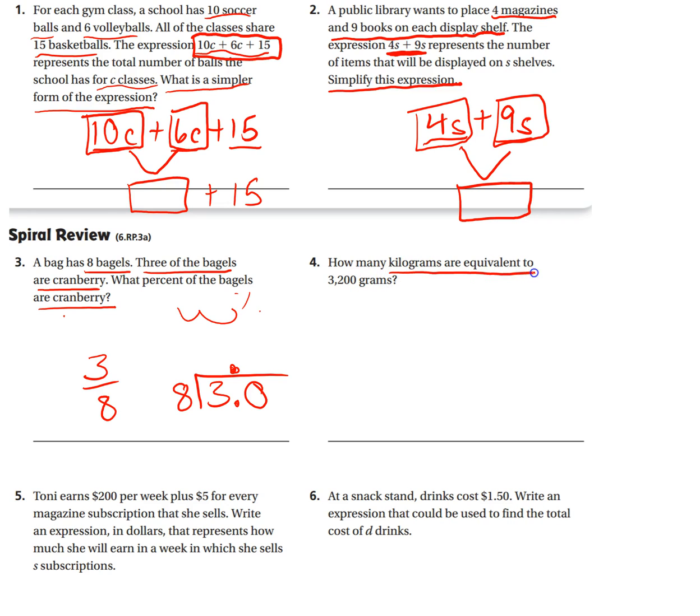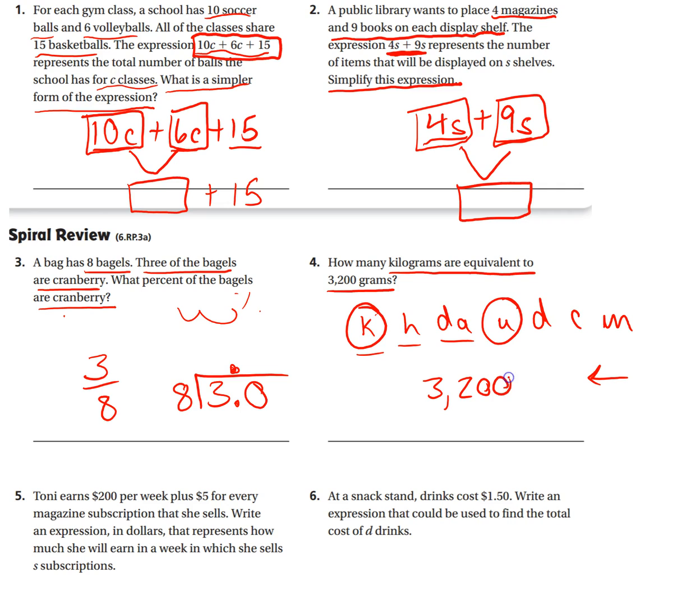Okay, how many kilograms are equivalent to 3,200 grams? So we need our conversions. King Henry doesn't usually drink chocolate milk. We want kilograms. We're at grams, which means we're at the unit. So we want to go 1, 2, 3 to the left. So I rewrite my number and I move my decimal 3 to the left. 1, 2, 3. So my new number is 3.2. I could add those 2 zeros behind if I wanted to, or I could just leave them off.